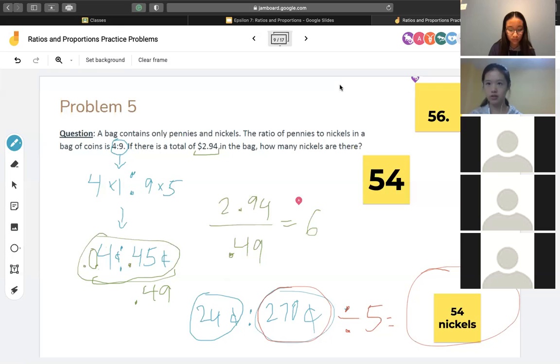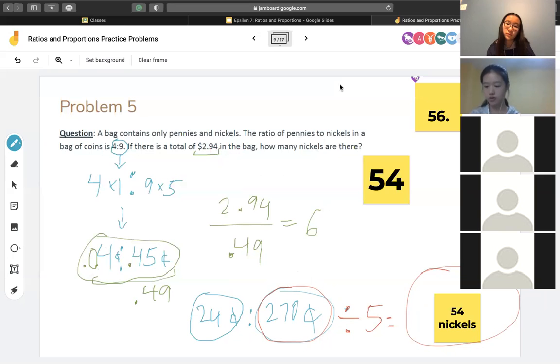And what this number tells us is that if we multiply this ratio by 6, we can get the actual value of pennies and the actual value of nickels, not just a ratio. So if we multiply this ratio by 6, this is what we get over here. We get 24 cents to 270 cents. And what this tells us is that in total in this bag, there are 24 cents in pennies, and there are 270 cents in nickels. And if you want to confirm, you can add these two up and you can get the original total amount.